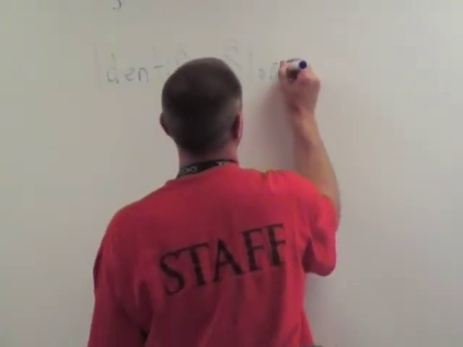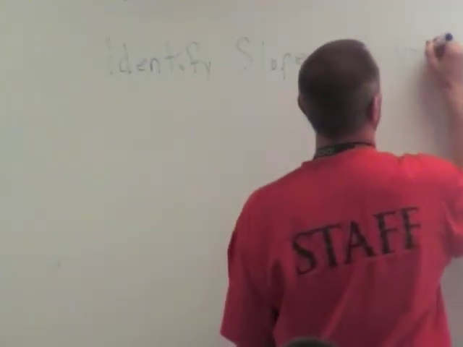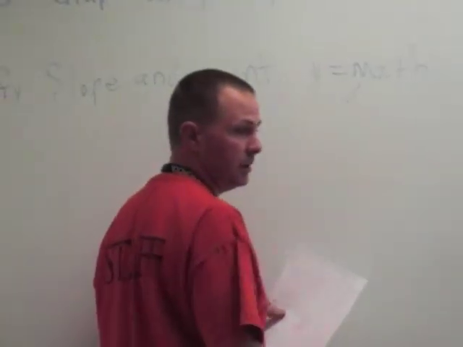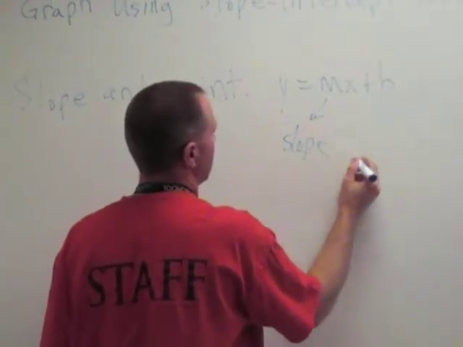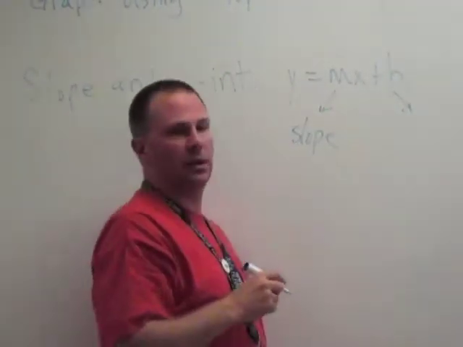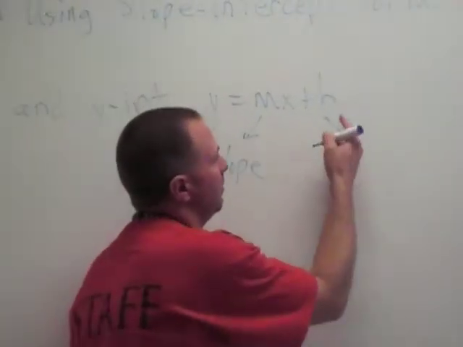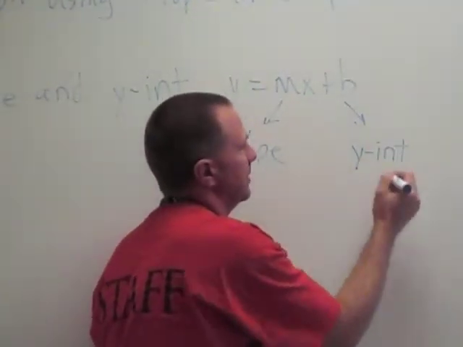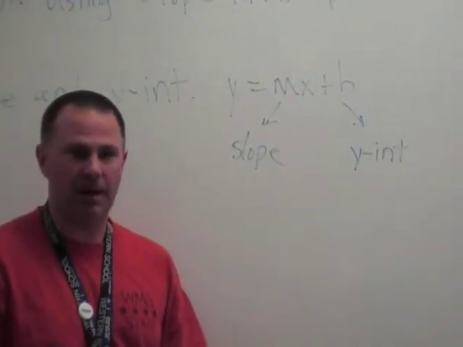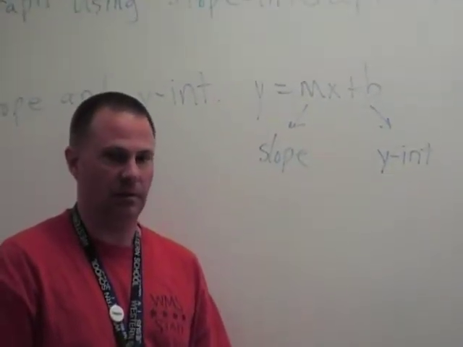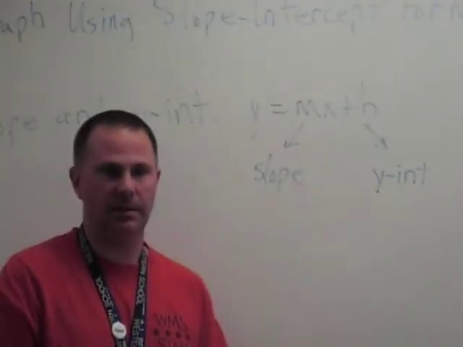Identify slope and y-intercept. So y equals mx plus b. The coefficient on the x is your slope, and the b is where it crosses the y-axis. So when y is by itself, if y is not by itself, then this doesn't apply. You have to get y by itself, all right?